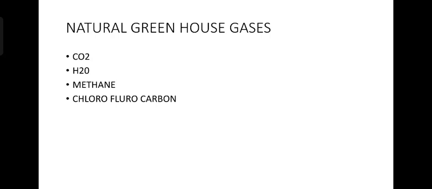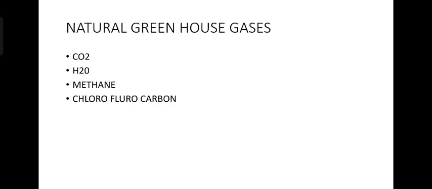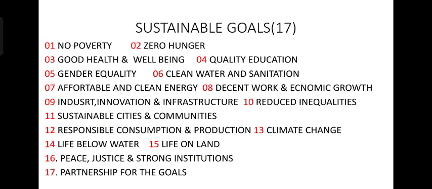So these are the main natural greenhouse gases. Okay, so they will be asking about the unnatural sources and also the natural sources, that is CO2, H2O, methane and chlorofluorocarbon. Here, this term fluorocarbons is again coming in the other one also, so that could be commonly remembered.